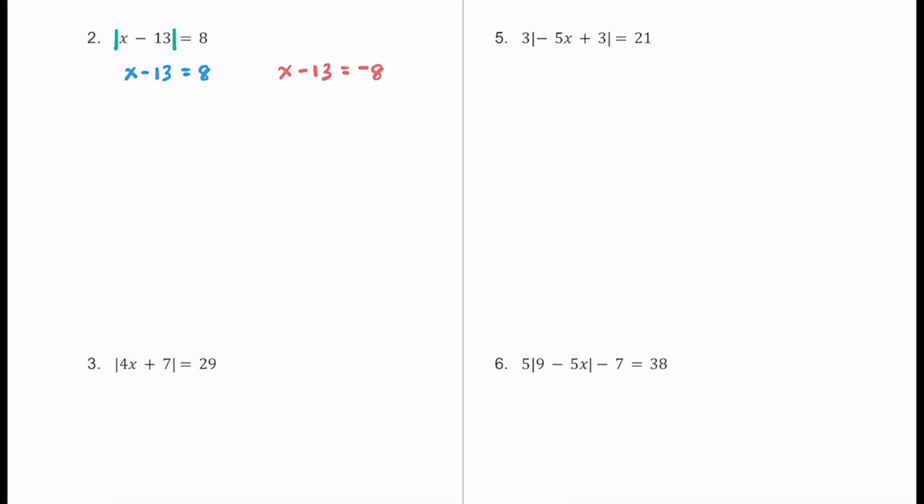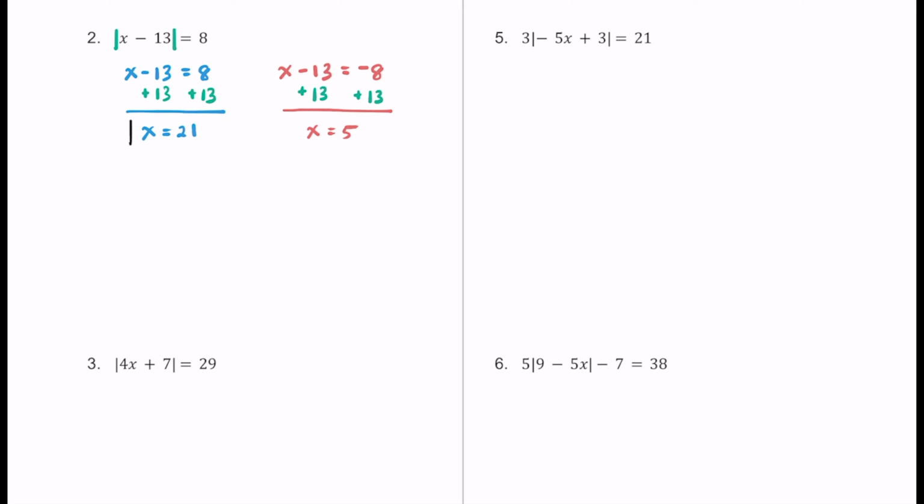To solve the equation on the left, we can go ahead and add 13 to both sides using the addition property of equality. So we add 13 to both sides, then we find out that x would be equal to 21, just because 8 plus 13 equals 21. To solve our equation on the right, what we're going to do is add 13 to both sides of the equation, since it says minus 13 in the equation. If we add 13 to both sides, then we're going to get x is equal to positive 5.